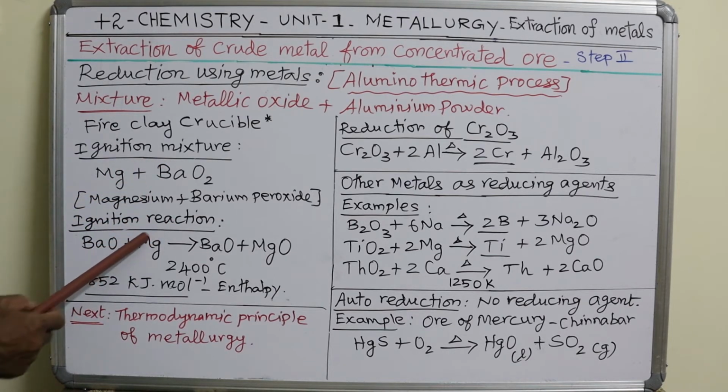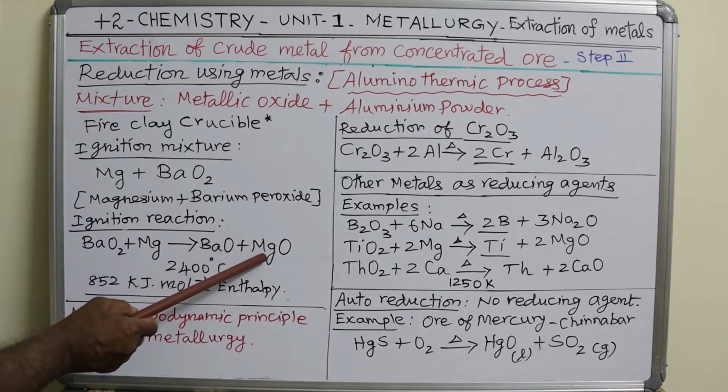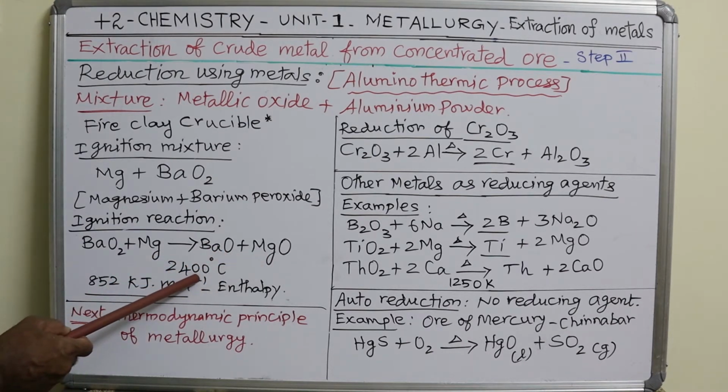Here the ignition reaction is given: barium peroxide reacts with magnesium, and it gives barium oxide and magnesium oxide. At 2400 degrees Celsius this reaction takes place. At 2400 degrees Celsius, this must be remembered, and the enthalpy is 852 kilojoule per mole. In the reaction, the heat is given out.